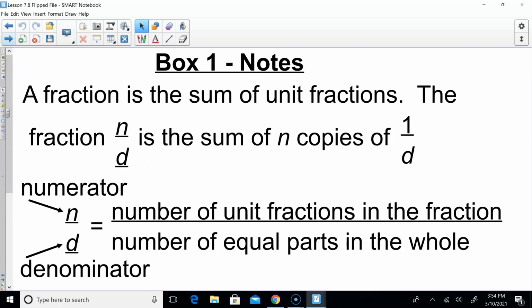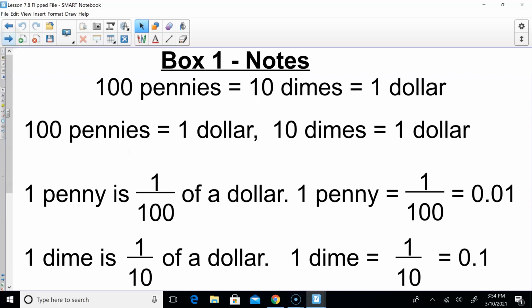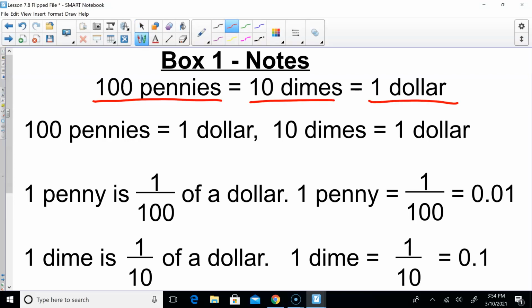You know about numerators and denominators that stay the same. Today, some new notes about relationships that relate from money to help us get into the decimals as well. So we know that 100 pennies equals 10 dimes, which also equals $1. So that means 100 pennies equal $1. That also means 10 dimes equal $1. So what does that mean?